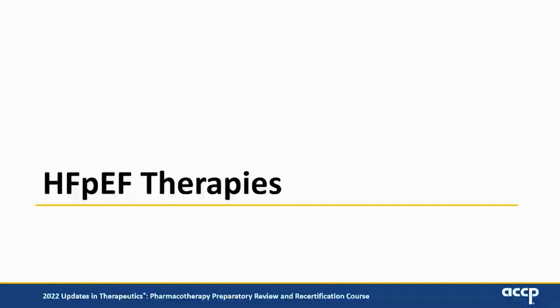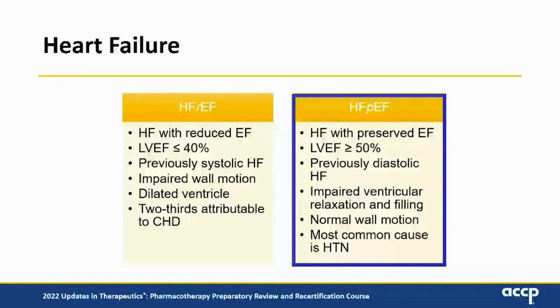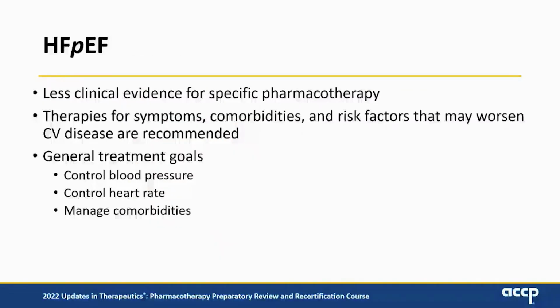Okay, so that was all heart failure with reduced ejection fraction. Next, we're gonna talk about heart failure with preserved EF, which, as you remember, is our patients with an EF of at least 50%. There is less clinical evidence for heart failure with preserved ejection fraction with regards to drug therapy. That's good news for us because this section will be a little bit shorter. But the therapies have really been focused on managing risk factors for this, like hypertension. And so our general treatment goals have been to control blood pressure, heart rate, and manage comorbidities.